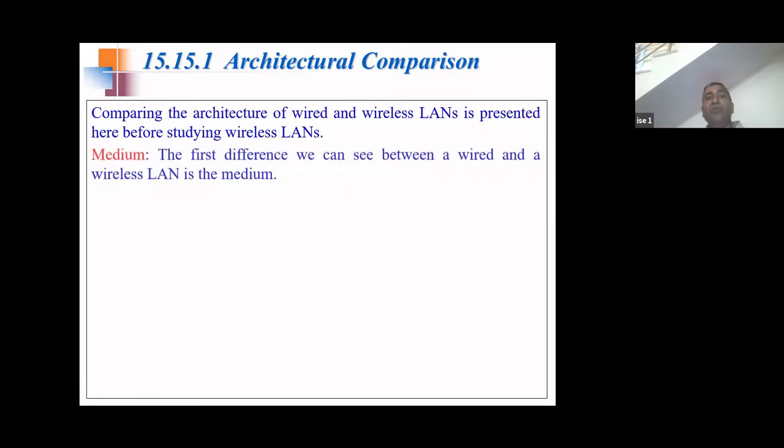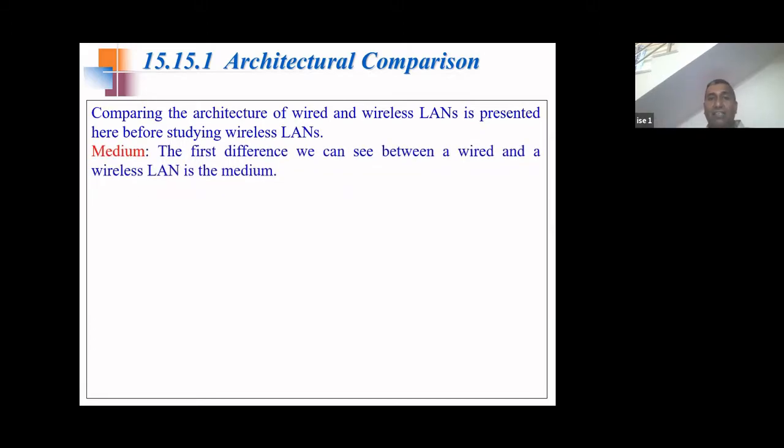Now we will try to compare the architecture. This question can be asked in the university examination: compare the architecture between a wired LAN and a wireless LAN. So we have to present this entire thing. The first difference is the medium. In a wired network, the medium is a wire, and in a wireless LAN, the medium is air.